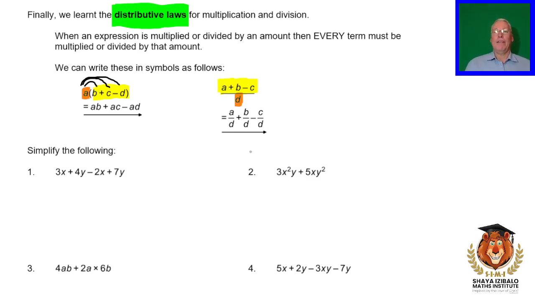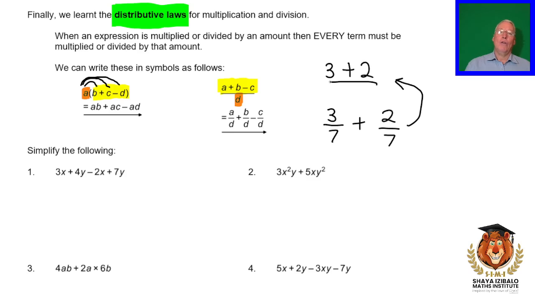This one we should be fairly comfortable with, because when we add fractions, for example, if we had 3/7 plus 2/7, I think you would agree that that would be just the same as 3 plus 2 all over 7. They've got the same denominator. Now all we're doing is going the other way around here. We're saying that if we've got 3 plus 2 divided by 7, both the 3 must be divided by 7 and the 2 must be divided by 7. It makes sense. It always makes sense.